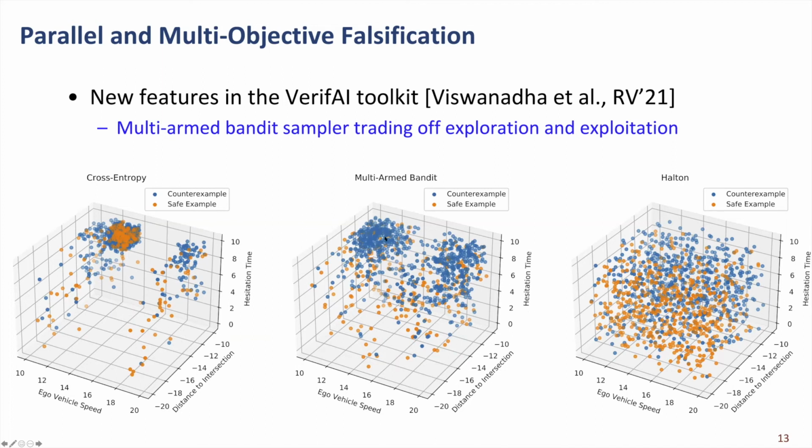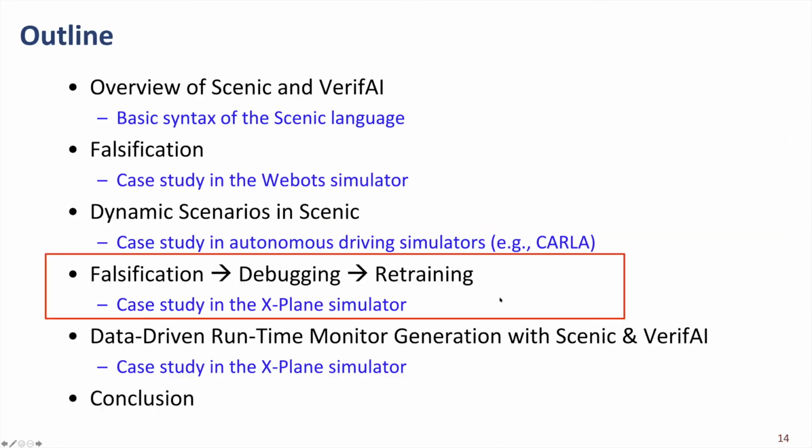It clearly can concentrate its effort on the areas where there are more counterexamples. You can see that it's done a lot of sampling in this region where, over on the cross-entropy side, you can see there are many counterexamples too. But it's still giving you some coverage in areas where there aren't that many counterexamples, unlike cross-entropy. So that's it for dynamic scenarios in Scenic.